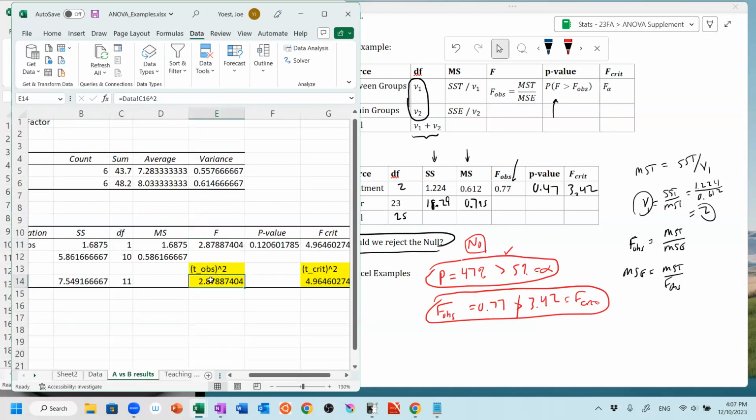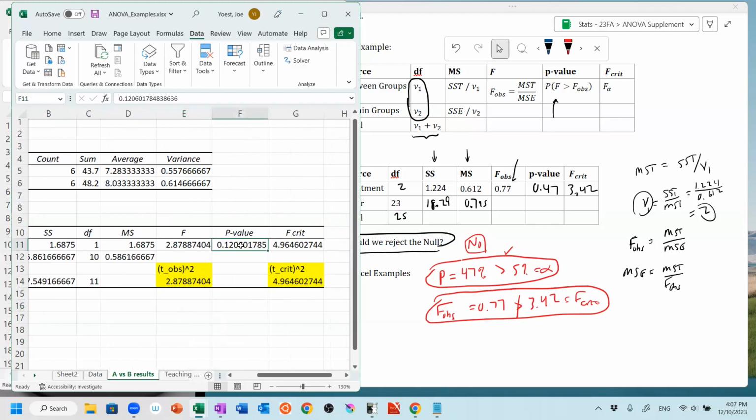If we square that number, which is what I'm doing here from the previous sheet, if we square that T number, we see we get exactly the same thing here. We can compute a p-value, or well, Excel computed a p-value for us of 12%. So we would not generate a rejection here.